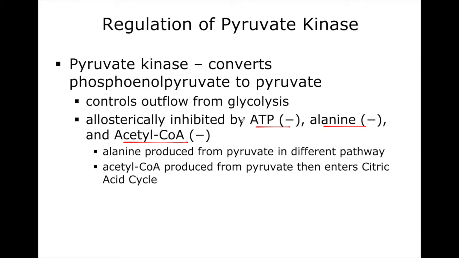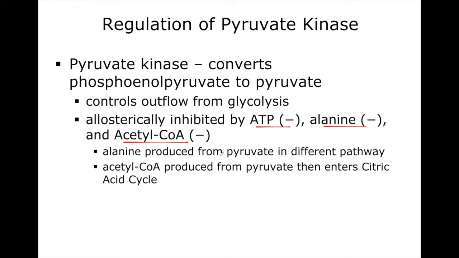But suffice to say, when all of these molecules are at high concentrations, that tends to tell the cell that we have a lot of energy. Of course, with ATP and plenty of amino acids, we don't need to make any more. And acetyl-CoA is also a high energy compound that tells the cell we've got plenty of flux through the citric acid cycle. So when these compounds are very high, it tells the cell we have a high energy charge and we want to shut down glycolysis. We don't need to keep producing more energy. And of course, glycolysis is an energy producing pathway.